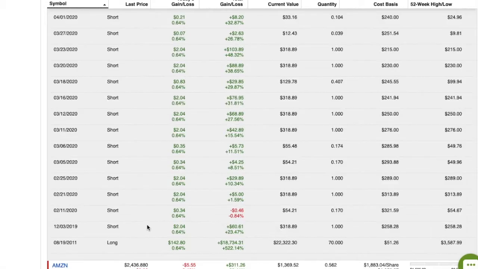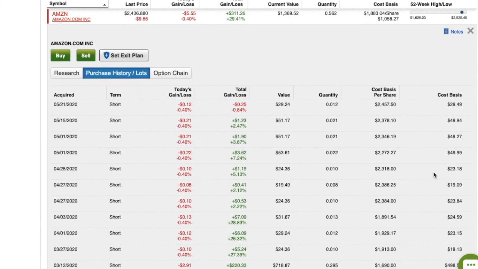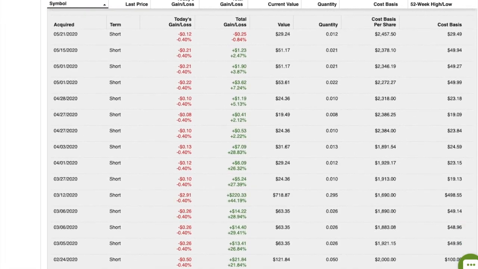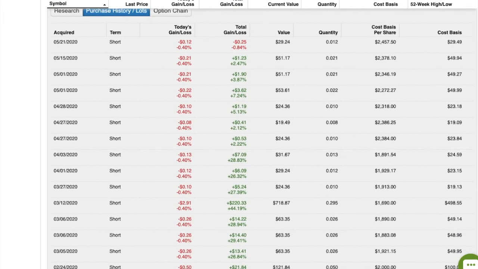So let's look at another example of Amazon. I've been buying Amazon. It is priced at $2,400 at this point, and I've been buying it at say $50, $20, $30 at different times, and the result has been pretty good as well. You can see some of them are up by 44%, 28%, 29%, and something like that.